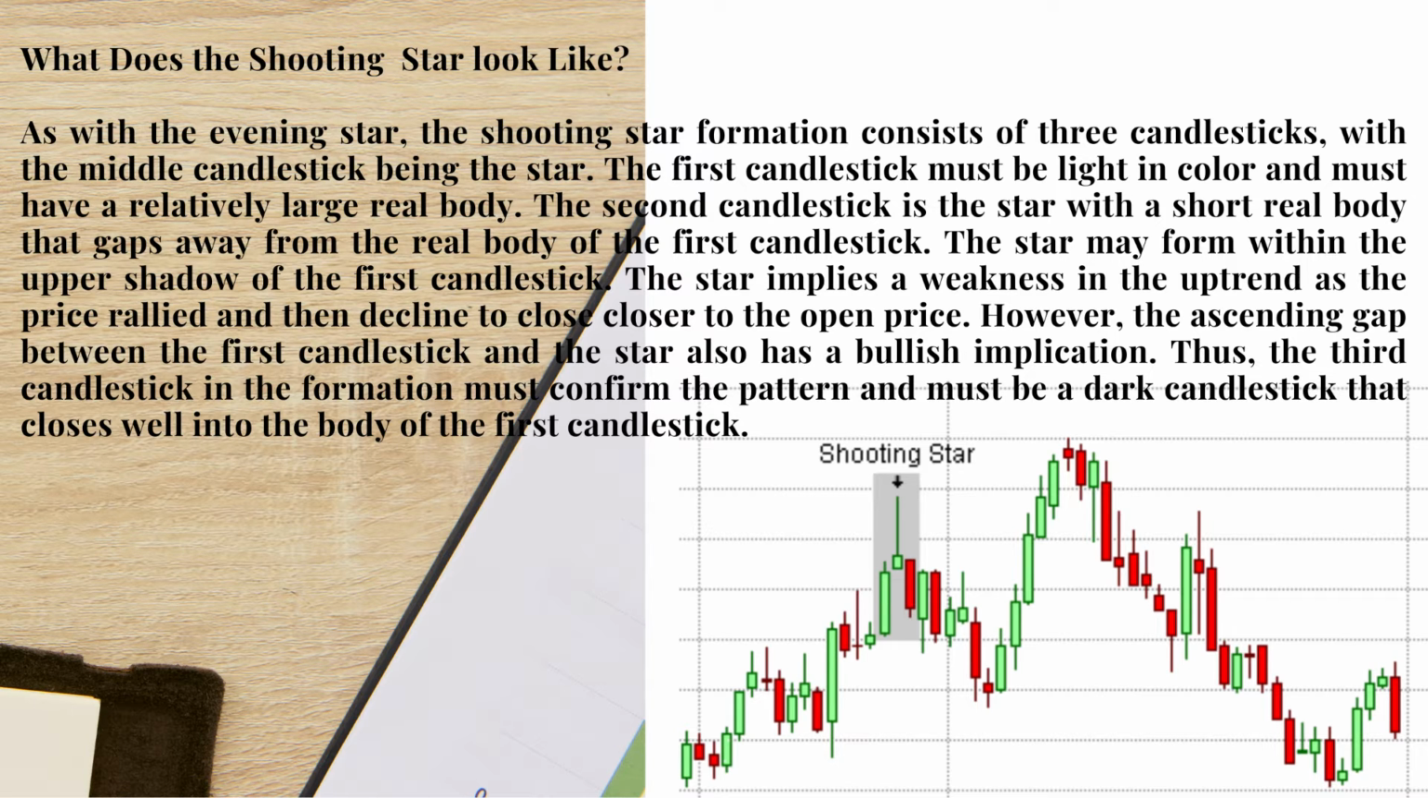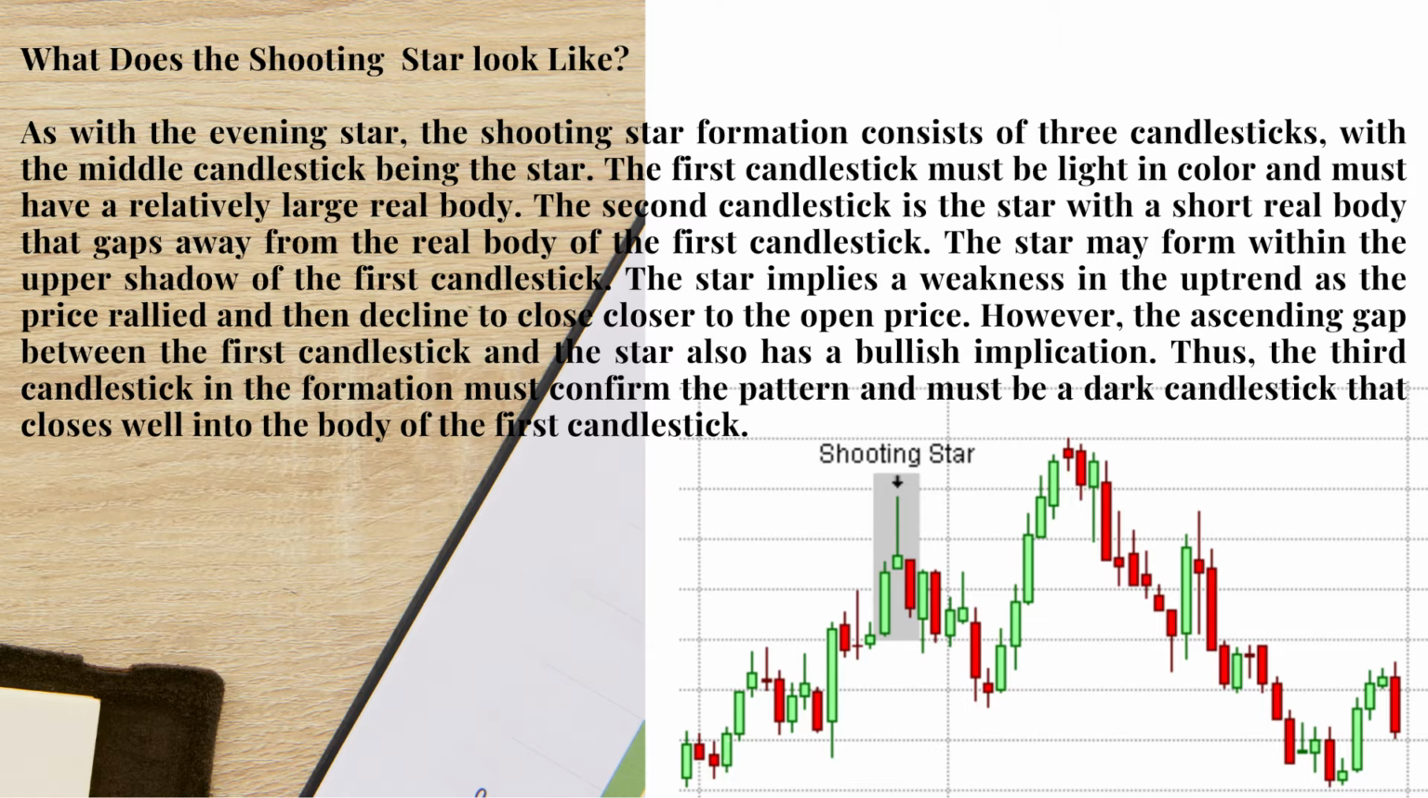What does the shooting star look like? As with the evening star, the shooting star formation consists of 3 candlesticks. With the middle candlestick beginning the star, the first candlestick must be light in color and must have a relatively large real body. The second candlestick is the star, with a short real body that gaps away from the real body of the first candlestick. The star may form within the upper shadow of the first candlestick.